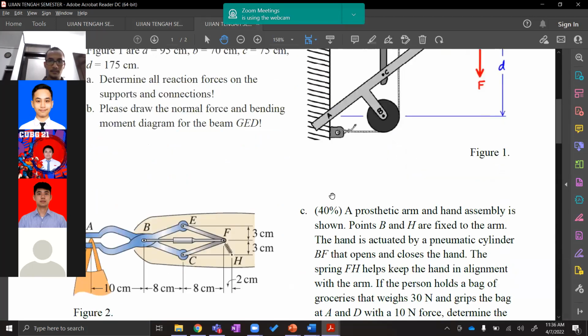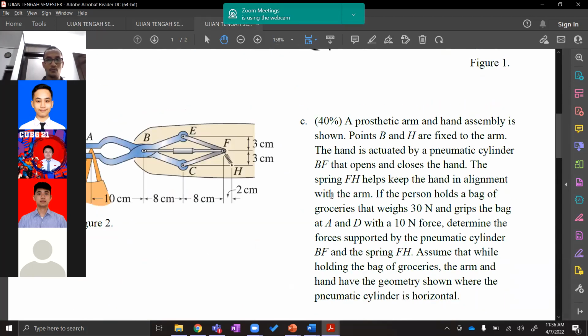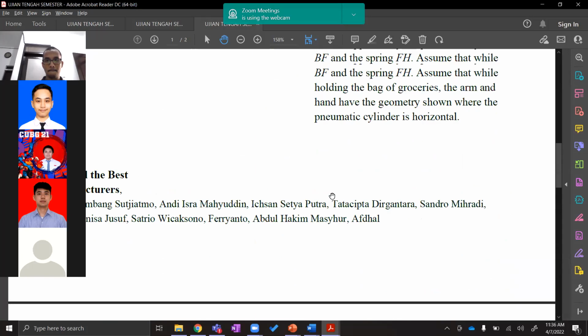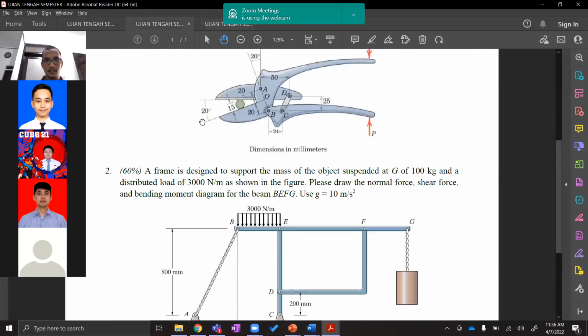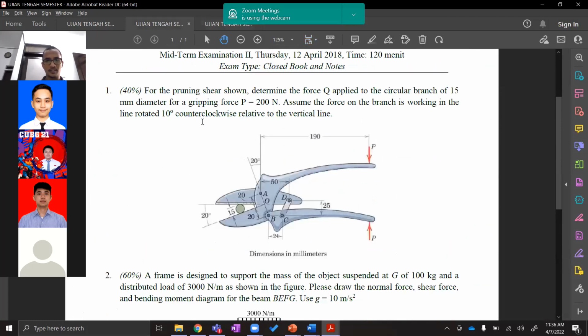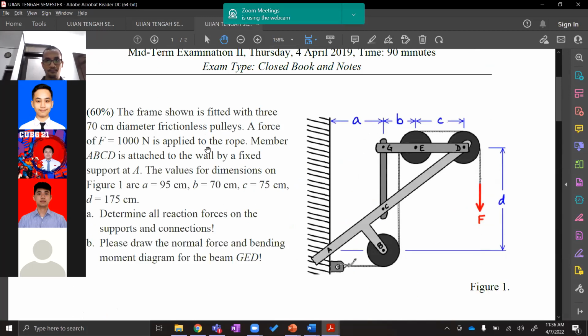Okay, I believe this one I already gave to you for your homework. Okay, but for this one we haven't discussed it yet. This one we haven't discussed it yet, but I think it's quite the same as before. Okay, this one is an internal force problem as well. So we have to find the diagram. This one, GED is the one that is in question. This one, the horizontal one.